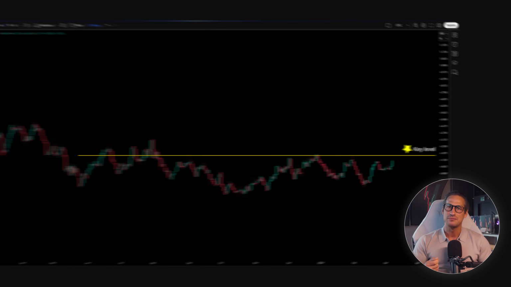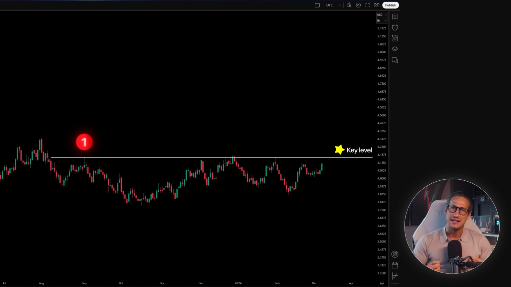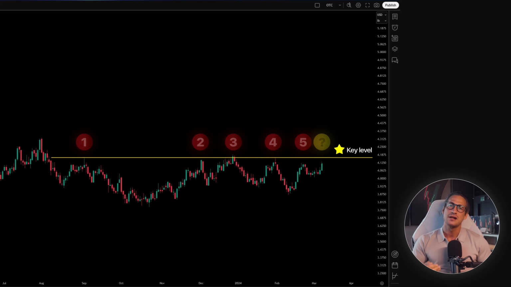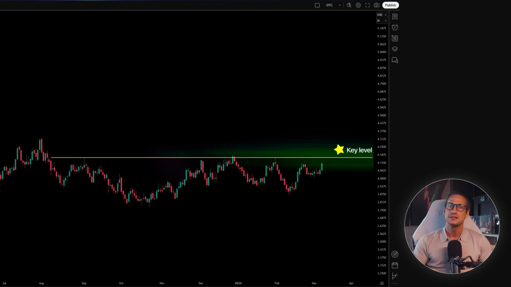When the price comes to this level, it drops. It did that 1, 2, 3, 4, 5 times. So why not do the same thing one more time? Well, at this key level, there's a large number of unfilled orders.